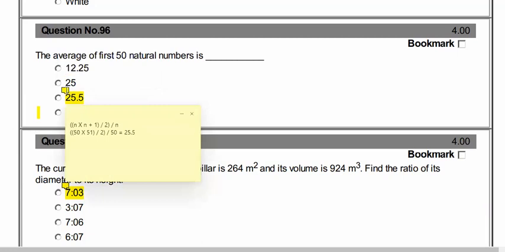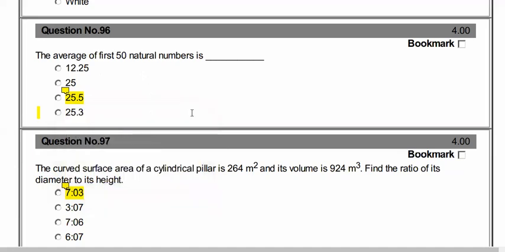That is, sum of first n natural number is n into n plus 1 by 2. The average is given from dividing this equation by n. That is, 10 into 11 by 2 by 10 is equal to 5.5.